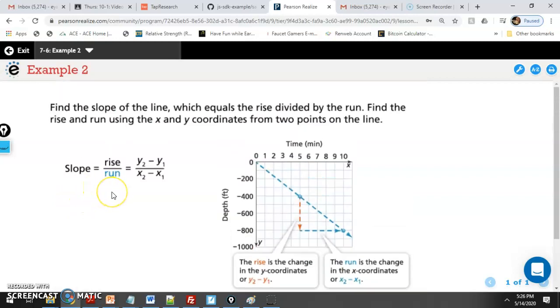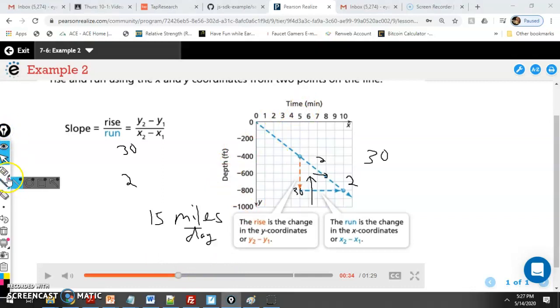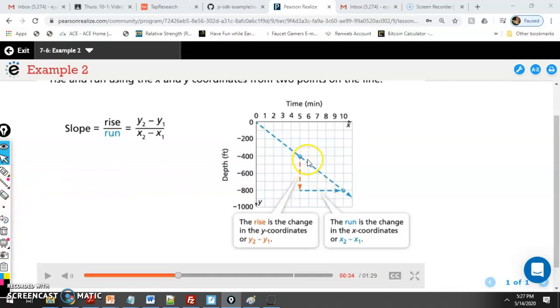You have a little video problem here, but basically you have a submarine that's diving and you want to figure out the slope, which represents in this problem how many feet per minute the submarine is diving. So let me clear out this ink. There we go. Well, you don't have any points labeled, but you can find the points, so let's just play the video.